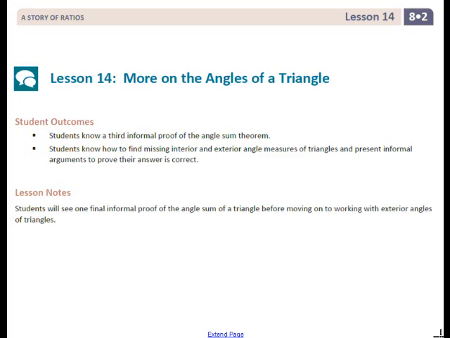Students know how to find missing interior and exterior angle measures of triangles and present informal arguments to prove their answer is correct. Notes. Students will see one final informal proof of the angle sum of a triangle before moving on to working with exterior angles of triangles.